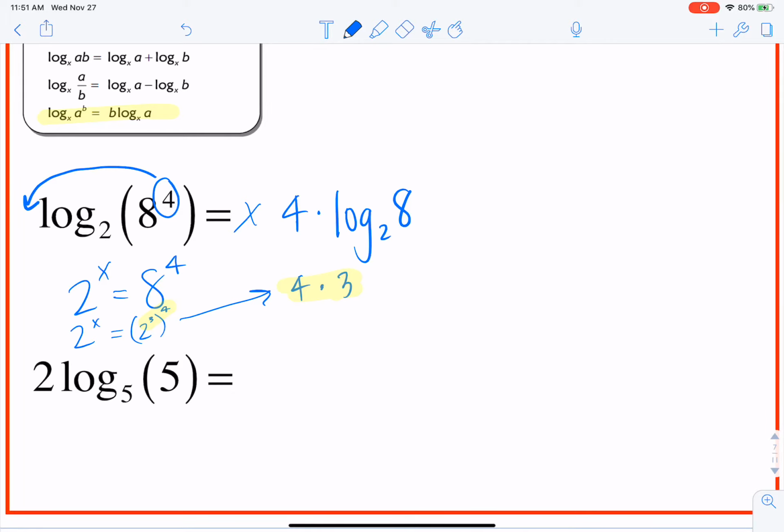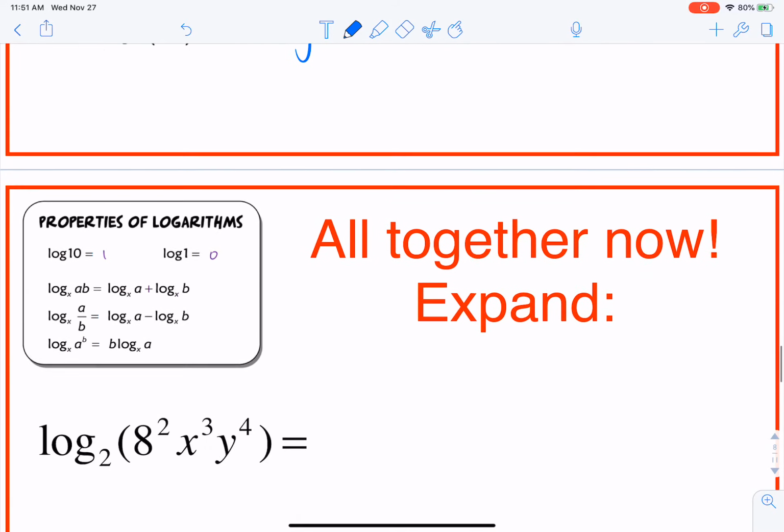2 times log base 5 of 5, I can condense this into a single logarithm. So this is log base 5 of 5 squared. So again, here I'm expanding, here I'm condensing using those log rules.